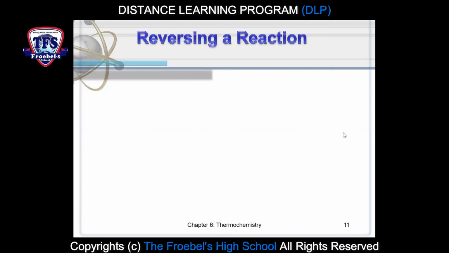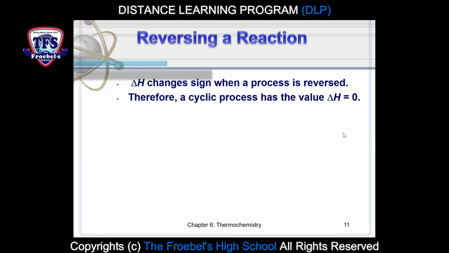If a reaction is reversed, for example, a reaction that is exothermic in the forward direction will be endothermic in the reverse direction. So the sign of delta H will be reversed. And if a reaction is endothermic in the forward direction, it will be exothermic in the reverse direction. So the sign of delta H is always reversed. That's why in a cyclic process, the delta H is always zero.